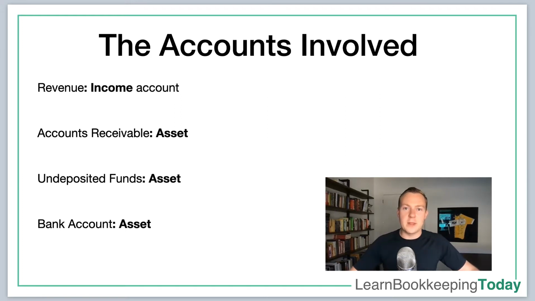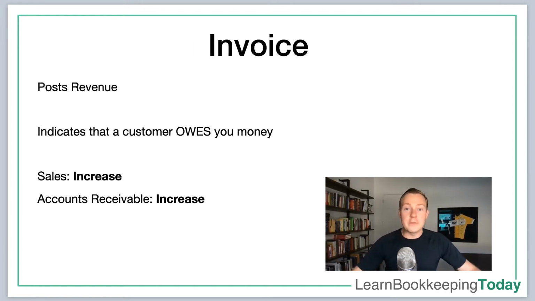Let's start with the invoice. Our invoice is where we are recording revenue. Usually when you're invoicing a customer, it means that you are acknowledging that you've sold them something. So it posts to revenue. This indicates that someone owes you money, right? So what it's doing is posting revenue, and it's also increasing accounts receivable. Let's look at that in QuickBooks.